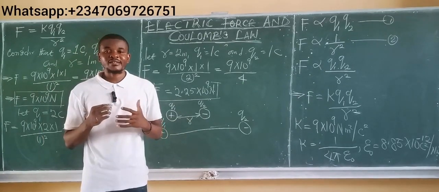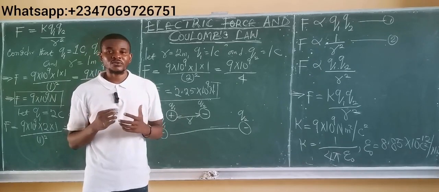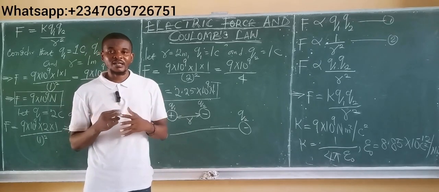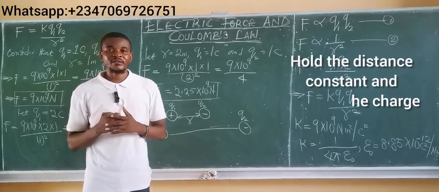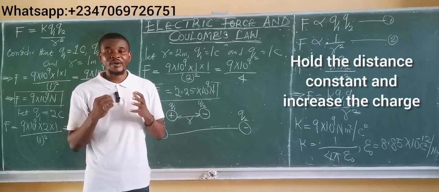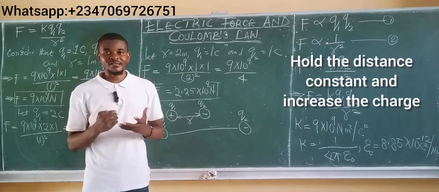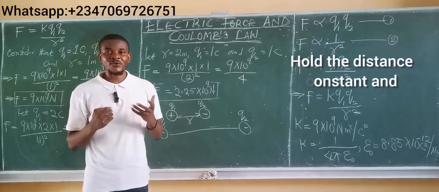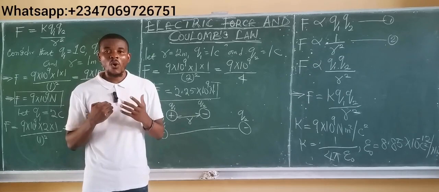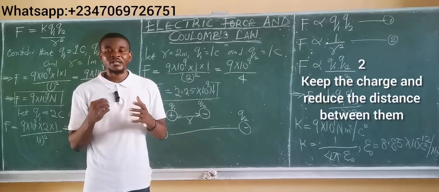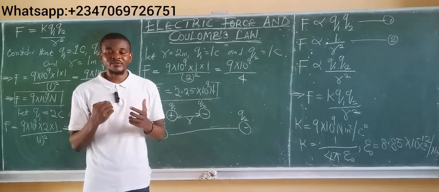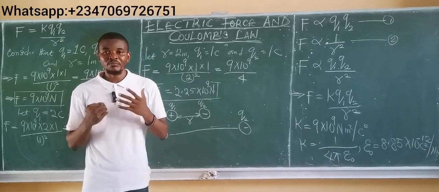Now this simply tells us that in order for us to increase the force of attraction between 2 point charges placed in an electric field, there are two conditions, either of which can be met. The first condition is that you leave the distance the way it is and increase the charges. That helps to increase the force of attraction between the charges. Or you keep the charges and reduce the distance between them. The closer the charges are to themselves, the higher the force of attraction between them.